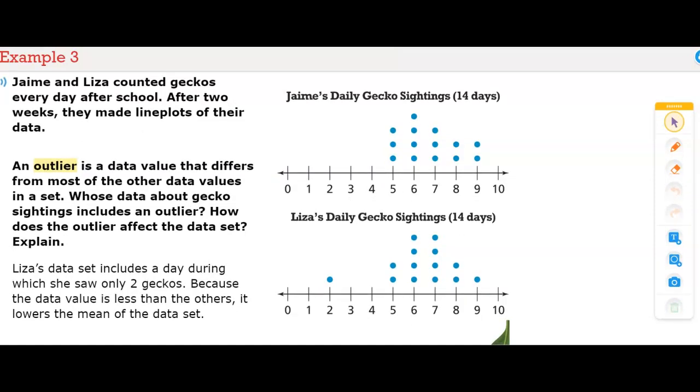Liza's data set includes a day during which she saw 2 geckos, and that's right here. Because that data value is less than the others, it lowers the mean of her data. And so this is the outlier because, as you can see, most of her data is 5 or more. But this one day, she saw only 2, which changed the mean of her data. It's going to lower it because that outlier is to the left, so it's smaller. So it's going to lower the mean of her data.